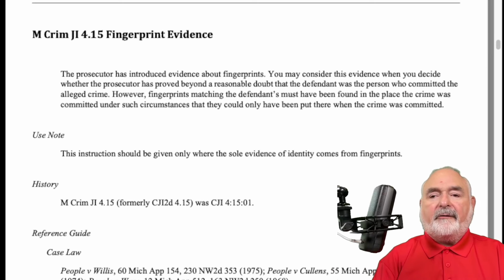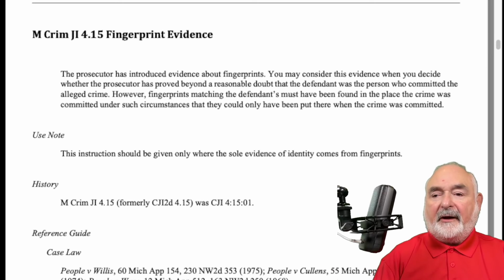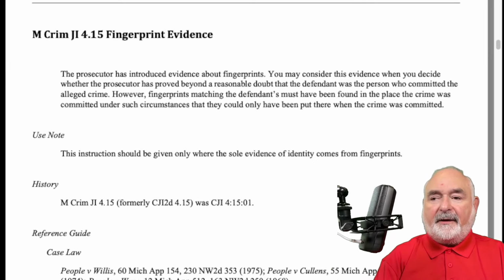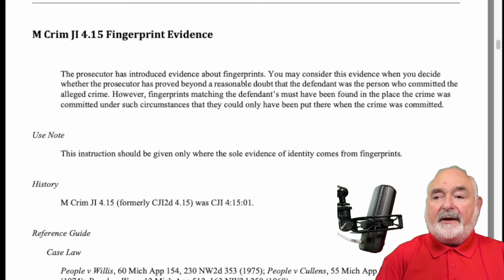Fingerprint evidence. The prosecutor has introduced evidence about fingerprints. You may consider this evidence when you decide whether the prosecutor has proved beyond a reasonable doubt the defendant was the person who committed the alleged crime. However, fingerprints matching the defendant's must have been found in the place the crime was committed under such circumstances that they could have been put there when the crime was committed.